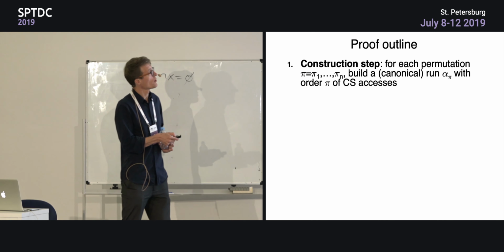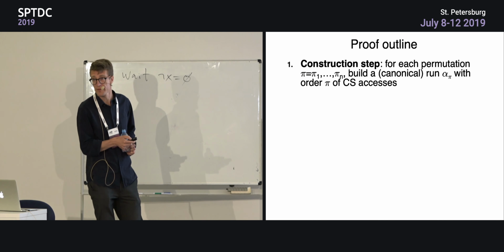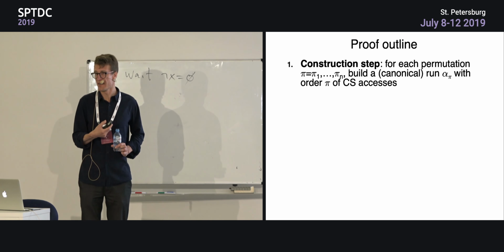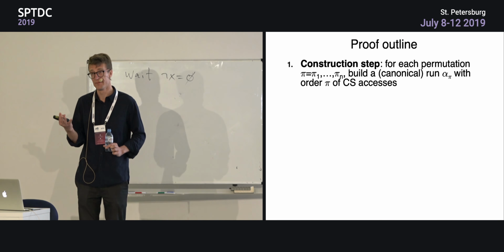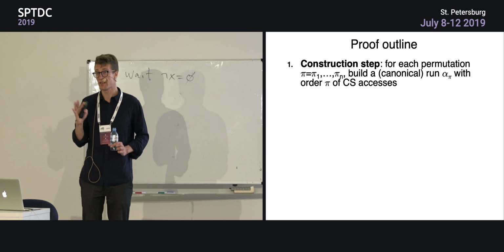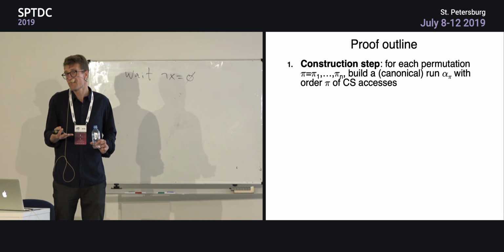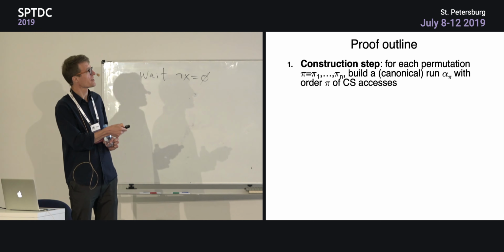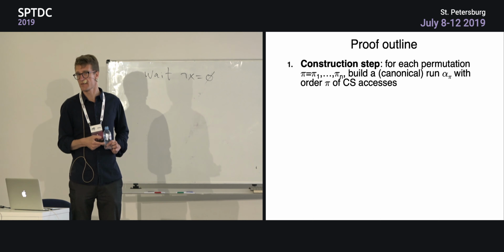And I call it alpha pi. Yeah, this is a permutation. This is the execution I construct. However, as we'll see, it's not really a specific execution. It's an equivalence class of executions, but it doesn't matter. For encoding and decoding, it's not important. It's a class of executions which are essentially the same. Now, specifically, in all executions in the class, the order of accesses to the critical section is exactly this pi.